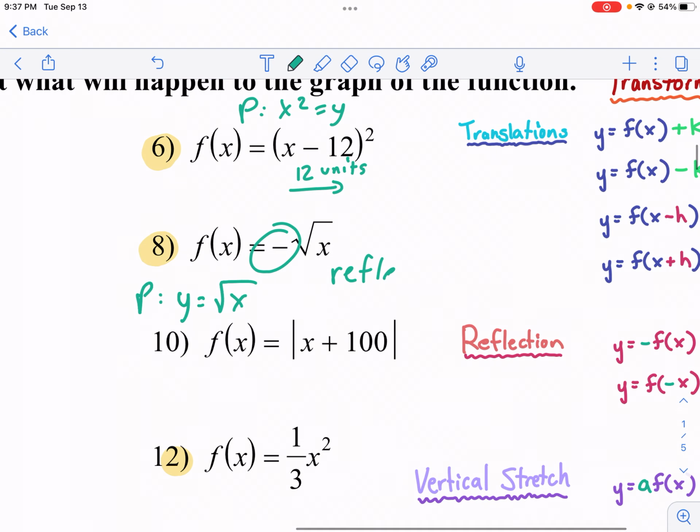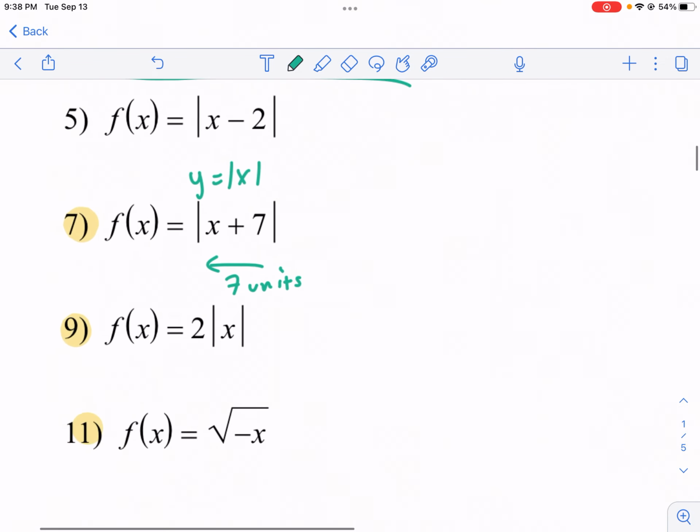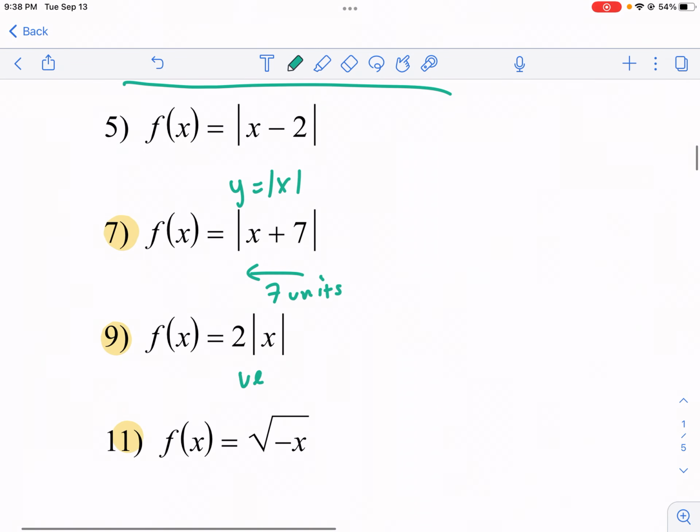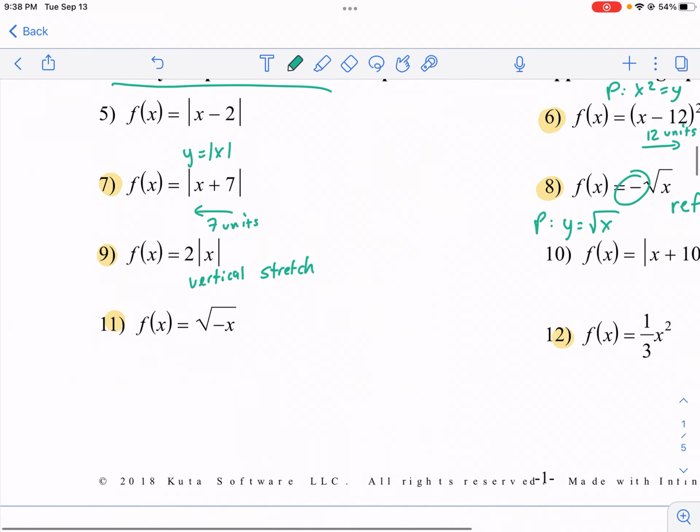And we're reflecting because we see that negative sign. Anytime you see a negative, we're going to flip over the x-axis for this guy because it's out in front. It's not next to the x on the inside. Number 9, we have a 2 out in front. This means we're going to do a vertical stretch. It's bigger than 1, vertical stretch. And you could say of magnitude 2, but I'm just going to write vertical stretch.